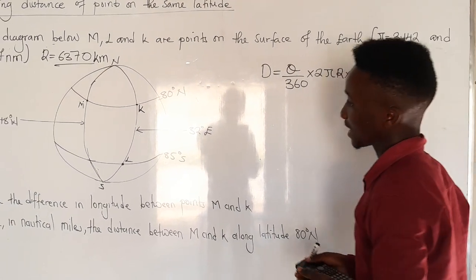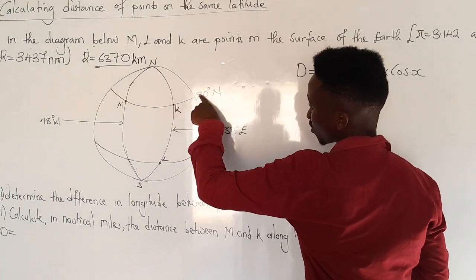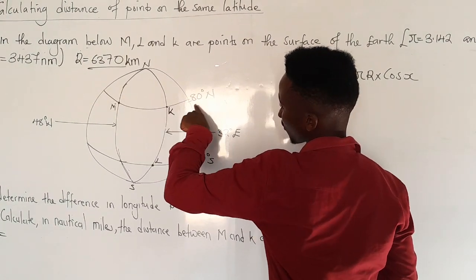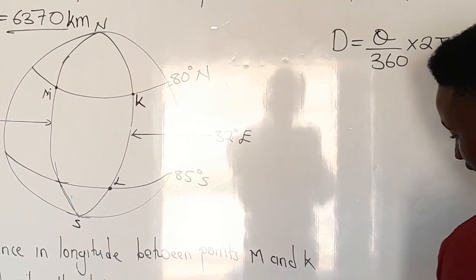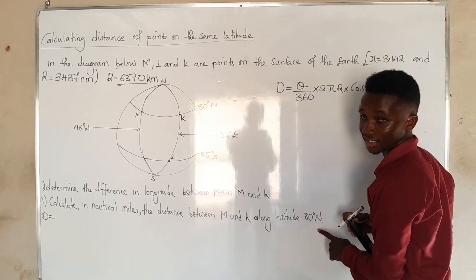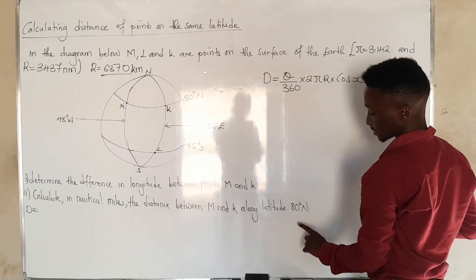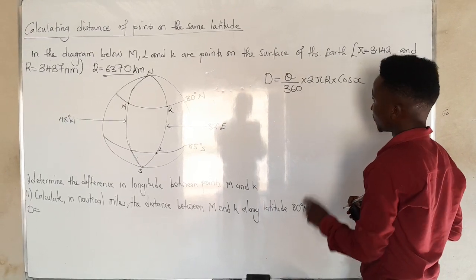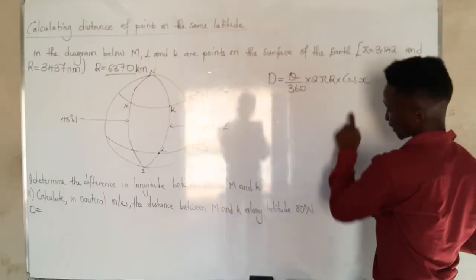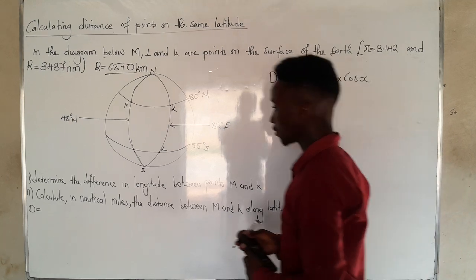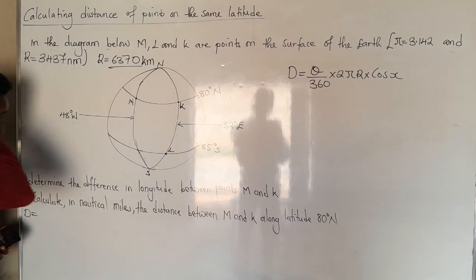Then x. X is simply the latitude on which the 2 points are lying. So here the question said along latitude 80 degrees north. So x is just 80 degrees. We won't be putting N, but we'll just be putting 80 itself. So can we find now the distance?